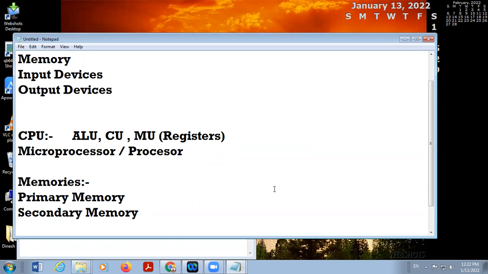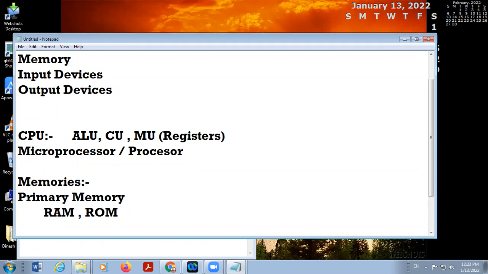In primary memory, data is saved for a short period. It is also called working memory. Whenever we are doing work, everything is saved in RAM. RAM here stands for random access memory. And there is another primary memory that is called ROM. ROM stands for read only memory.